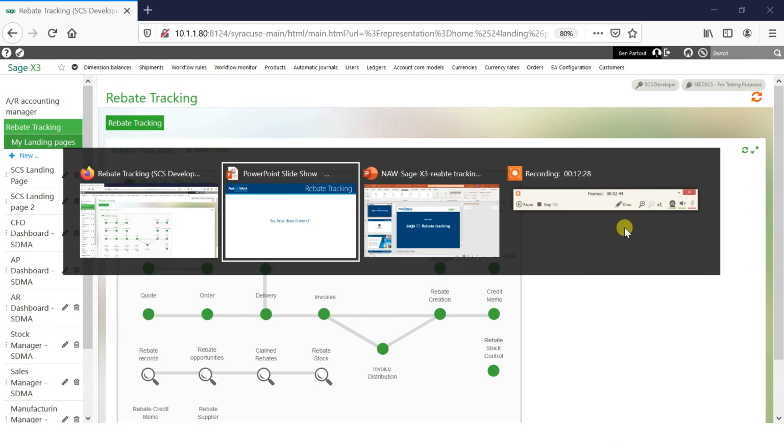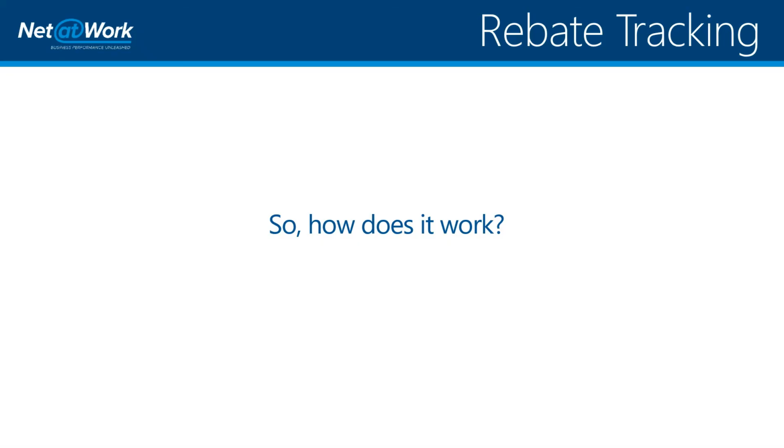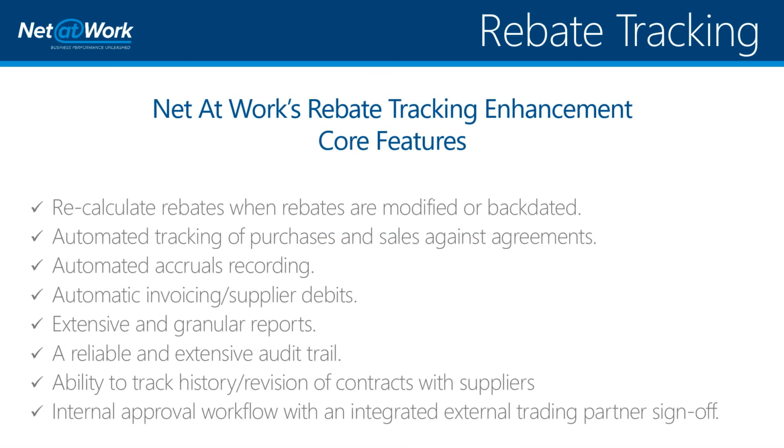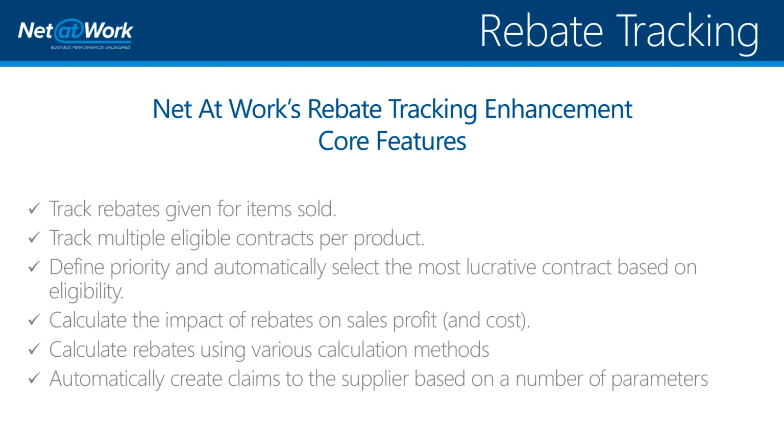Of course, we would be happy to provide some additional details and walk you through a more detailed demo. But in summary, our enhancement allows us to recalculate rebates when rebates are modified or backdated, automatically track purchases and sales agreements, track accruals, automatically invoice and set up supplier credits and debits, and provides extensive reports and audit trail capabilities. We can track the history of revision of contracts with suppliers. We have the ability to do internal approvals with integrated trading partner sign-offs.